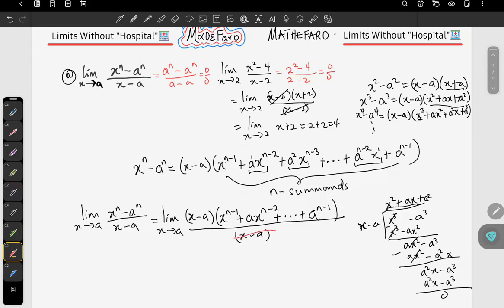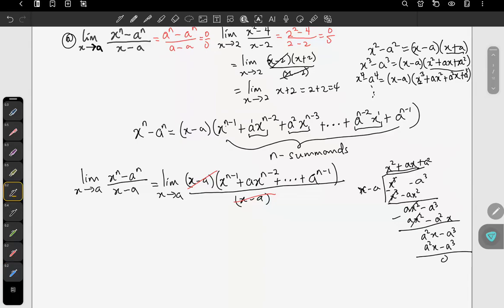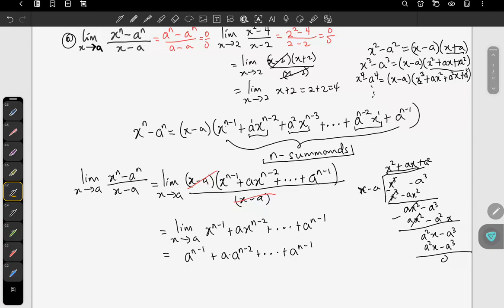Then the x minus a's can now cancel out, and we have the limit as x tends to a of x raised to power n minus 1 plus a x raised to power n minus 2 plus dot dot dot plus a raised to power n minus 1. And from what we said here, there are n of them. So if we plug in a directly now, we have a raised to power n minus 1 plus a times a raised to power n minus 2 plus up to a raised to power n minus 1.